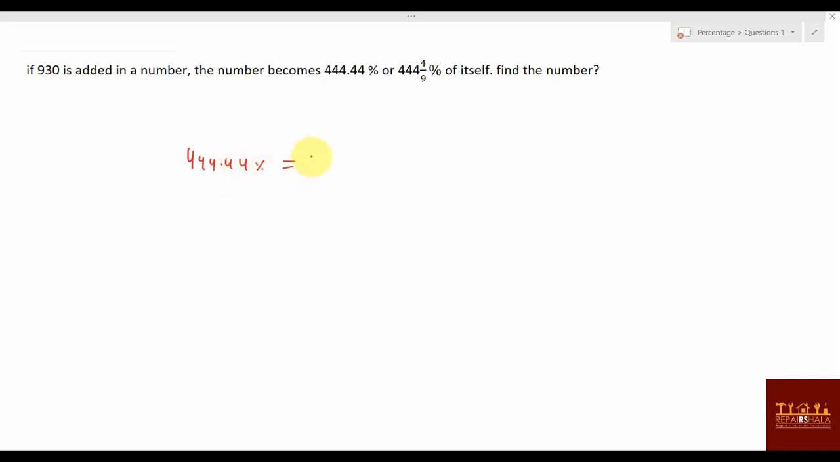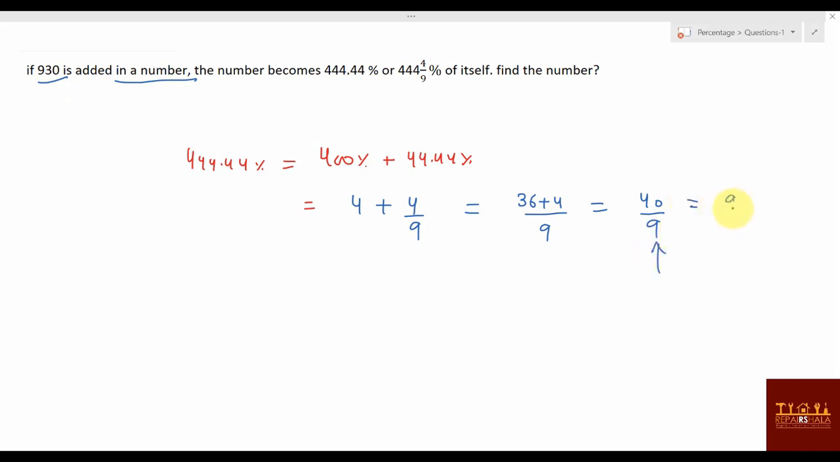So this one, if 930 is added in a number, it becomes 444.44 percentage. So what you can write, this 400 percentage plus 44.44 percentage. Now 400 percentage is 4 and 44.44 is 4 by 9. Now this will become 36 plus 4 by 9. How can you write this value? 40 by 9. Now you can say 930 is added in a number, and your number is actually what you assume is 9. Can you write the same thing as 9 plus 31 divided by 9?